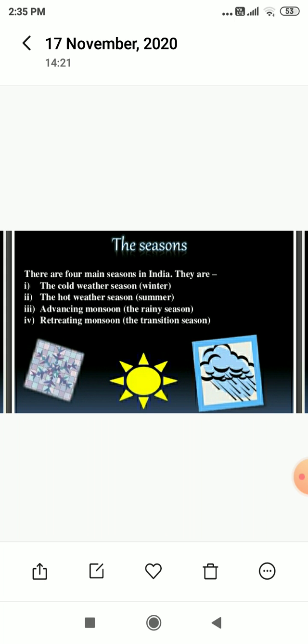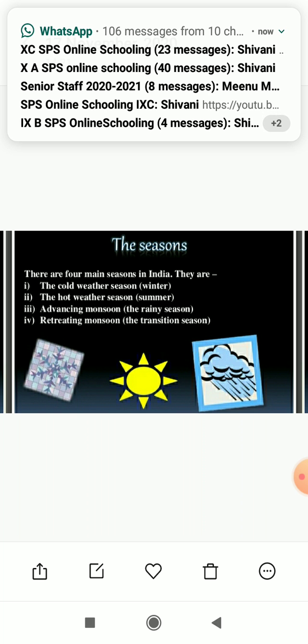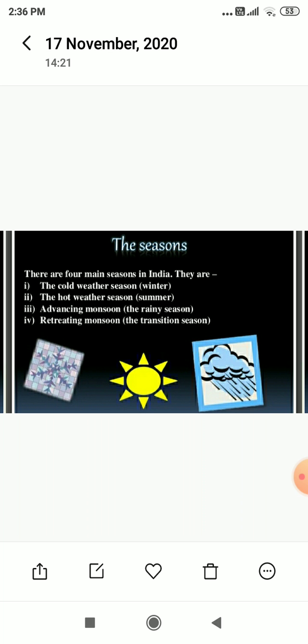Then we have seasons. Mainly in India, we have four main seasons. They are the cold weather season, which we know as the winter season, the hot weather season, the summer season, the advancing monsoon, the rainy season, and the retreating monsoon, meaning the transition period. Clear?